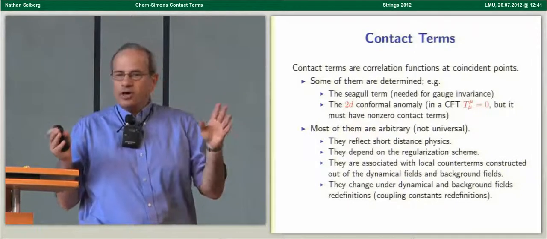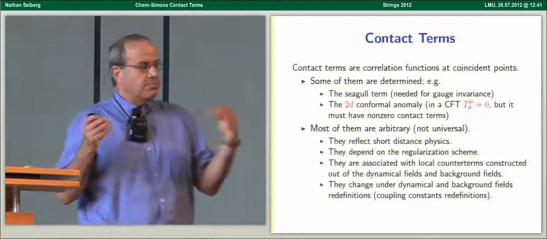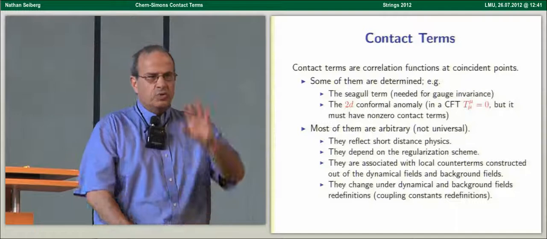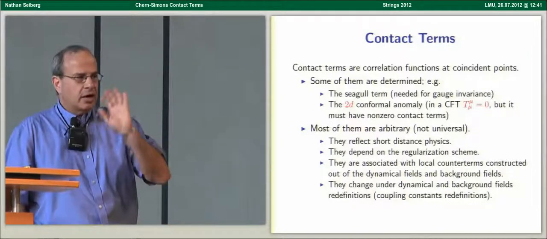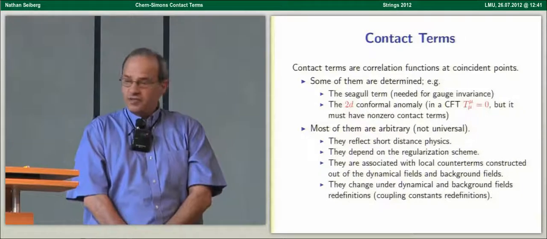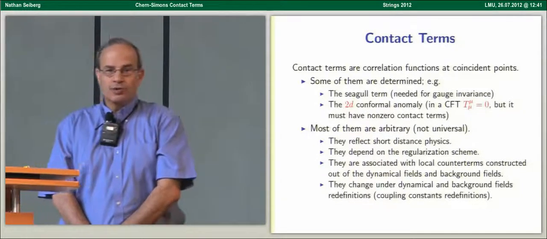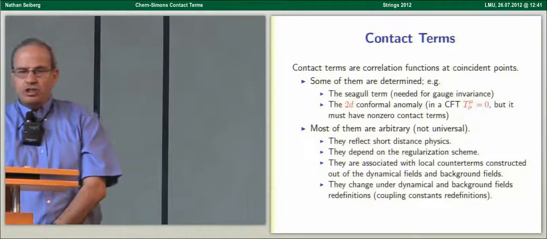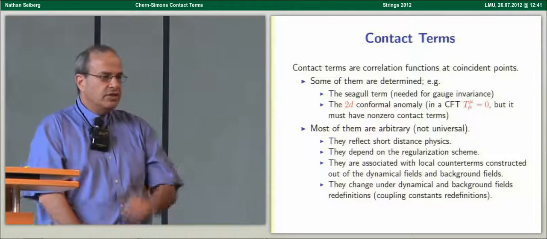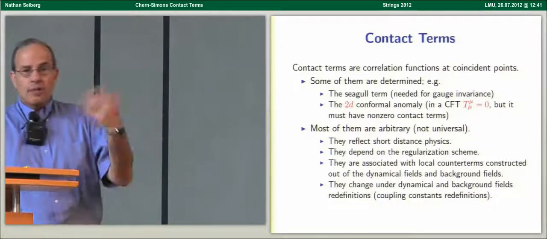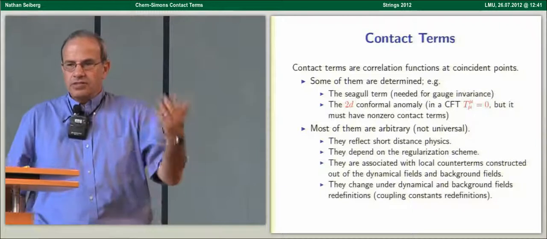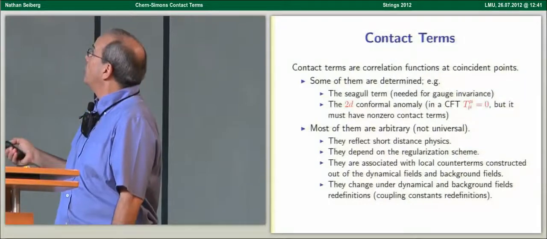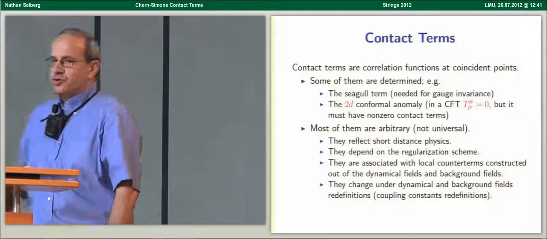And throughout this talk, whenever I see a coupling constant, I'm going to think of it as a background field. So we can add to the Lagrangian local counterterms, and I distinguish counterterms from contact terms. We can add them, they are arbitrary, as they reflect short-distance physics. And since they are arbitrary, the corresponding contact terms are arbitrary. And finally, these contact terms can change if we just do field redefinitions, either redefinitions of the dynamical fields or coupling constants, or equivalently background field redefinitions. So all these different ways of thinking about it are equivalent, and that's why most of them are arbitrary.